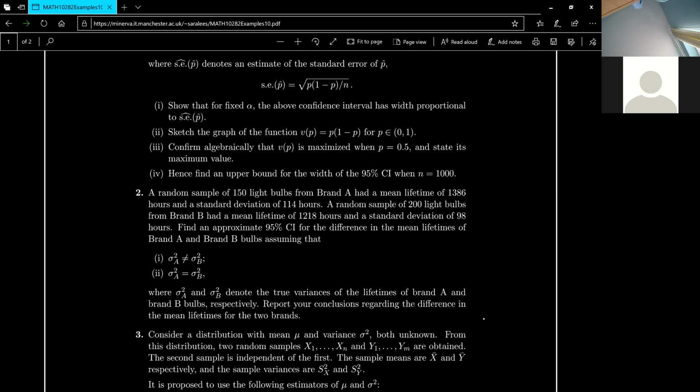Okay, let's start with the first part. So the first part is to find a 95% CI, assuming that the population variances are not equal. So you have to basically use the formulas that I have given to you in the notes. Because we are running out of time, I will only do the first part. So let me show you how to do part one.